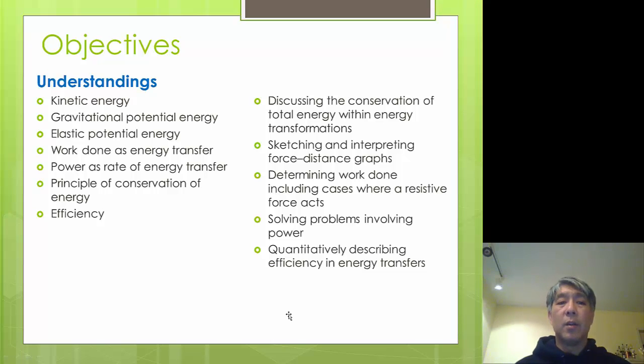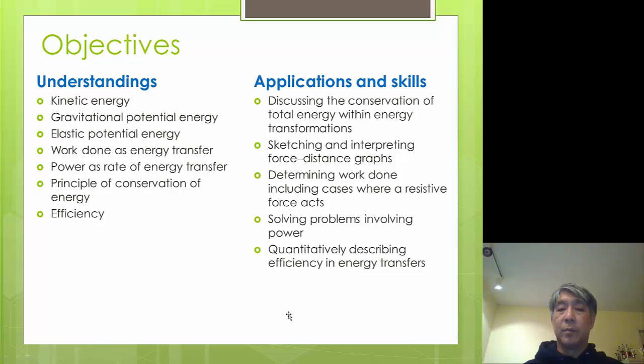But on the new side, we're going to be looking at work and power as energy transfer or rate of energy transfer. Anytime we see rate of something, that's going to imply that we're going to be looking at a derivative, or in this case, the amount of work transferred over a period of time. Certainly we'll look at conservation of energy, and a topic that we didn't really talk much about last year, but we will touch on it this year, is efficiency.